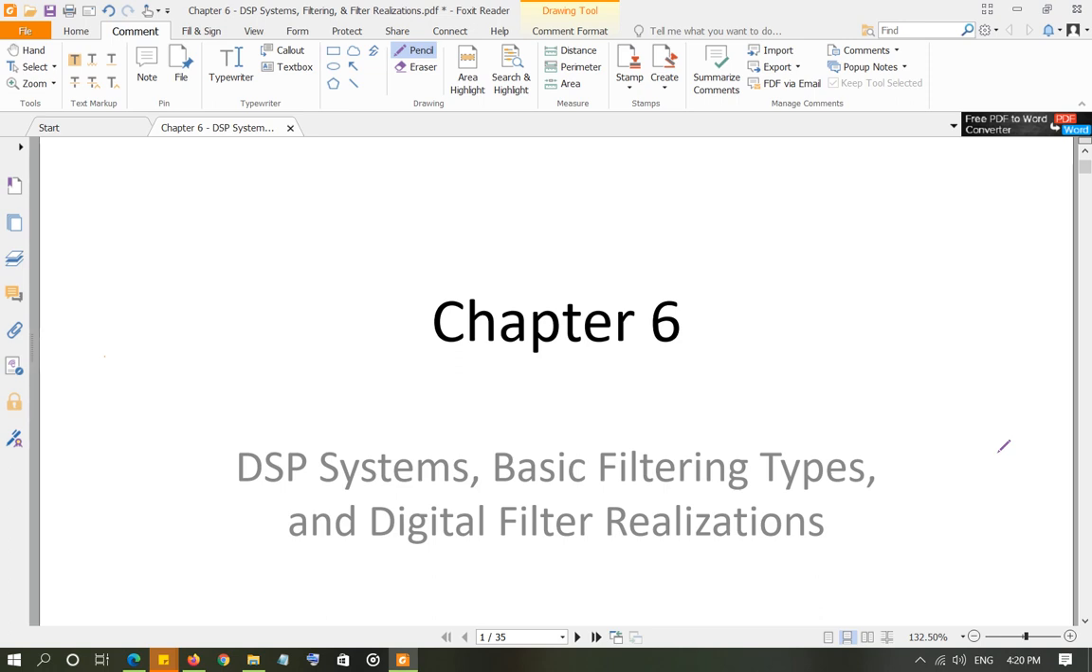Chapter 6 of DSP, in which we'll start discussing filters. We're going to look at DSP systems from the perspective of filtering, and how the DSP system equations, or how the systems, can be created to represent a filter. We are going to introduce different filter types, which I think most of you know. We have 4 types of filters in general: low pass, high pass, band pass, and band stop.